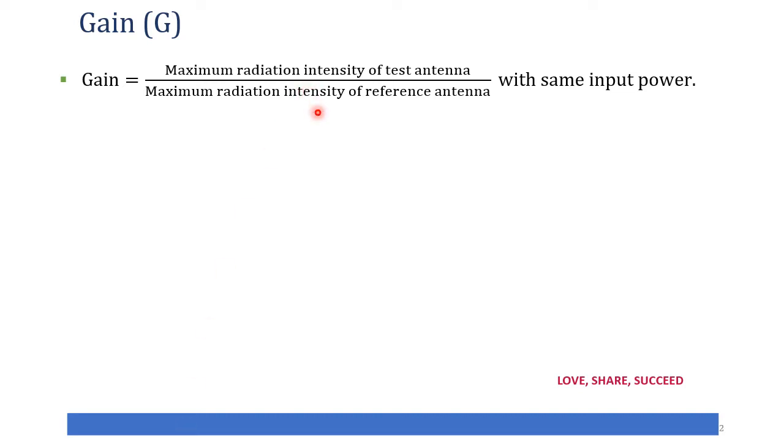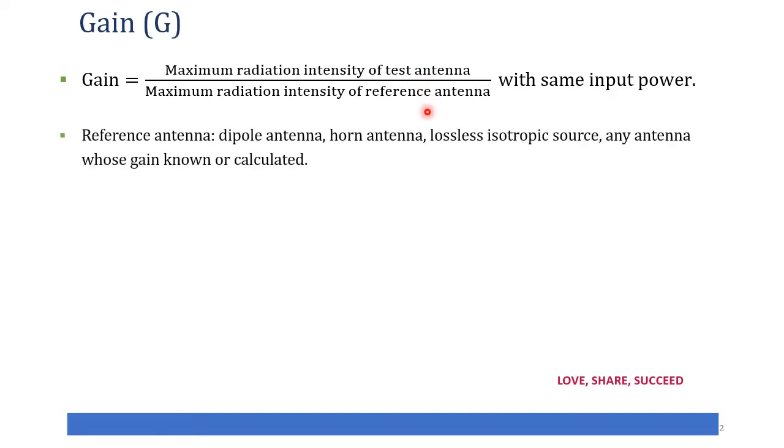Gain of an antenna is the ratio of the maximum radiation intensity of a test antenna to the maximum radiation intensity of a reference antenna, provided both antennas are given the same input power. Here, test antenna means we are provided with an antenna and we don't know its gain. Reference antenna means any antenna whose gain is known, or a familiar antenna, something like a dipole antenna, horn antenna, lossless isotropic source, or any antenna whose gain is known or calculated.